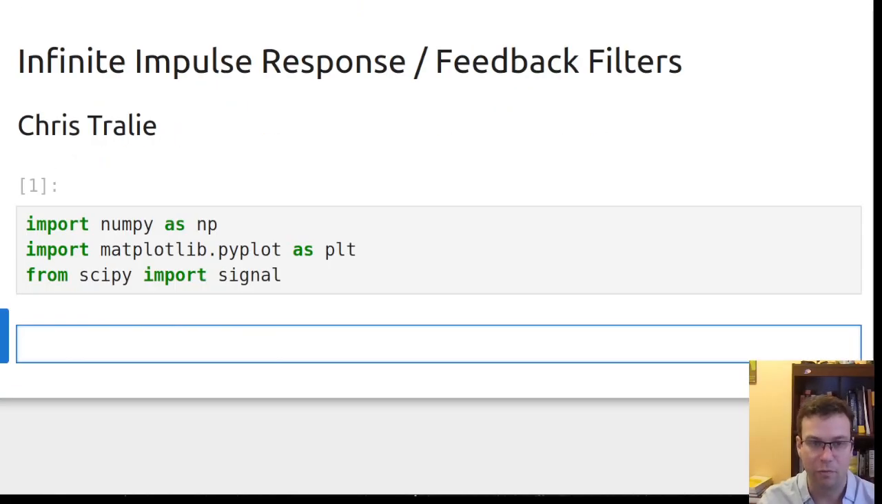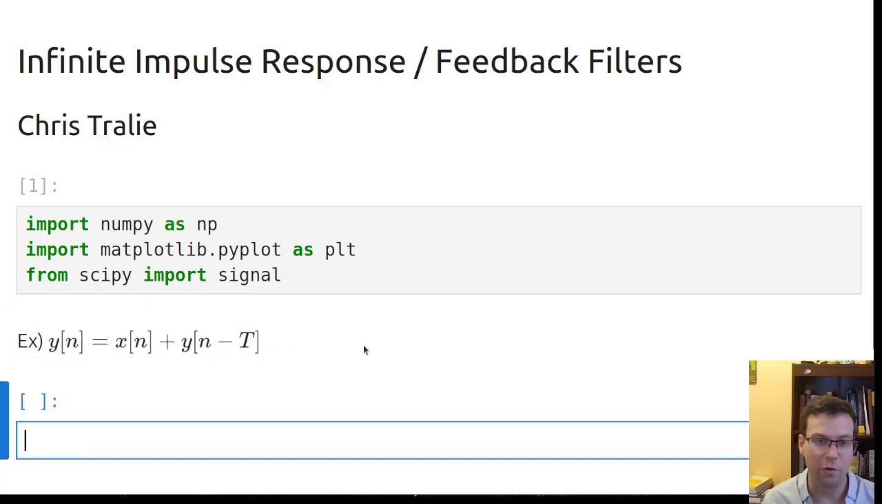So I'm going to write down a difference equation for one of these filters. I'm going to write it down as y of n is equal to x of n plus, and before we would have said something like x of n minus 1, blah, blah, blah. But now I'm actually going to say plus y of n minus t. So what I'm going to do is take the output t samples before and add that to the input at this time. So this is called a feedback filter because we're feeding back the output from an earlier time into the output at this time.